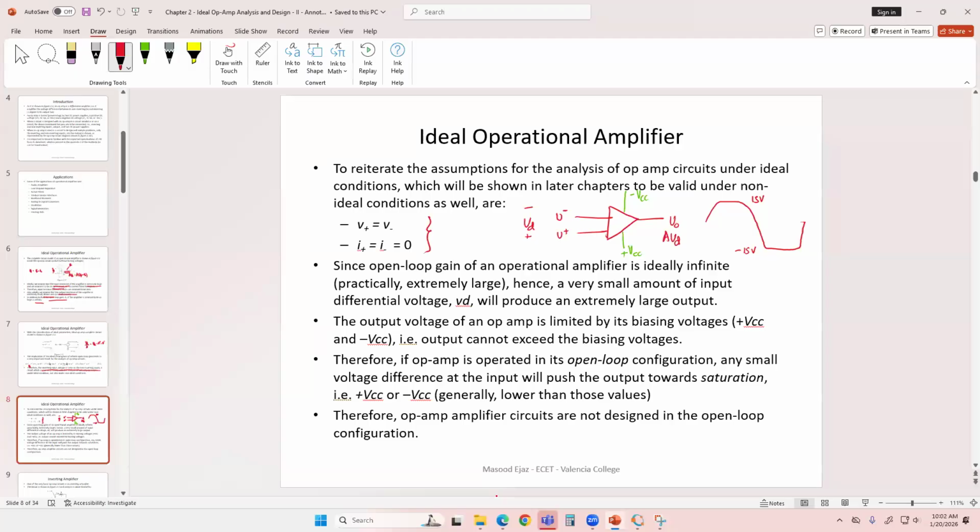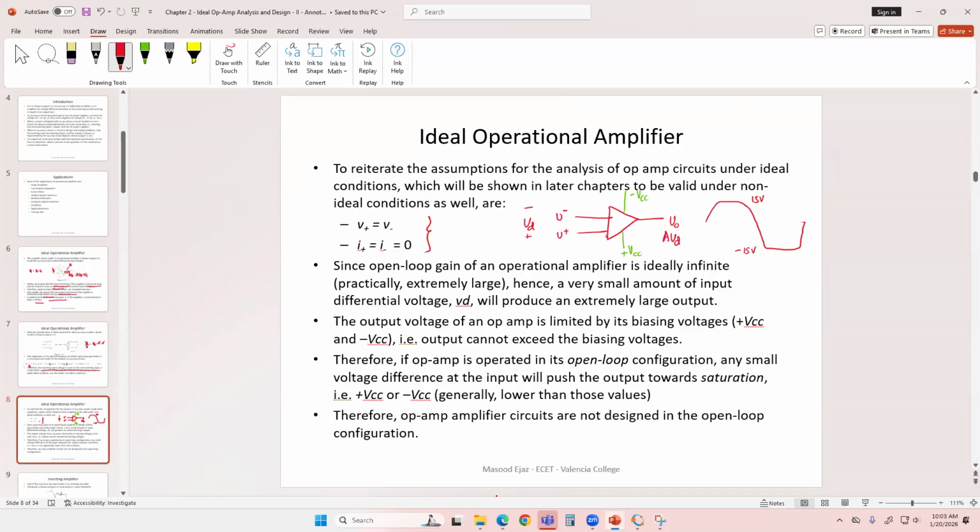Now, there's a problem here, because the practical value of A is 200,000 in the data sheet. When you look, the nominal value is 200,000 for A. Again, we assume it to be infinity, ideally, but it's about 200,000. With a value of 200,000 for A, any small value of VD, it's usually 69 millivolt, 69 millivolt times 200,000 is like 15 volt or something, if I remember correctly. Any small value of VD is going to push the output to saturation.